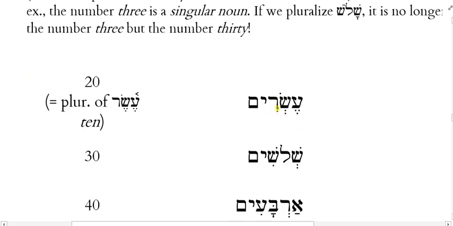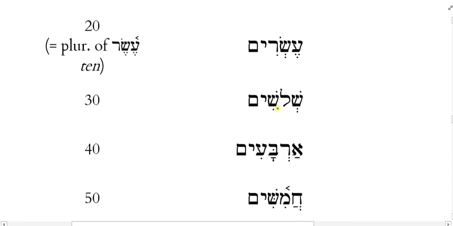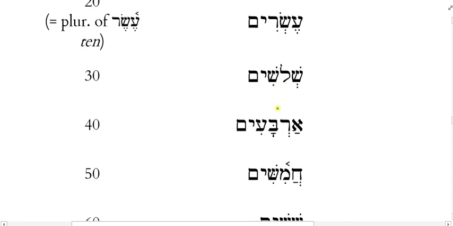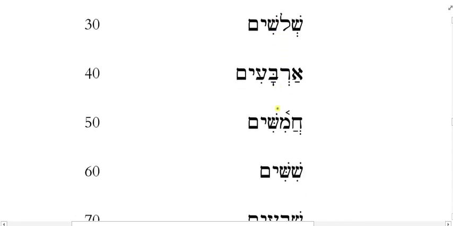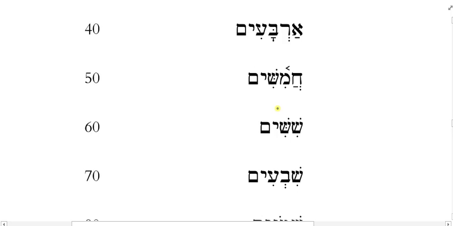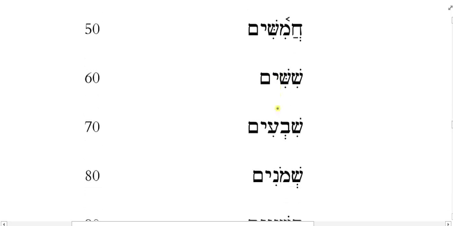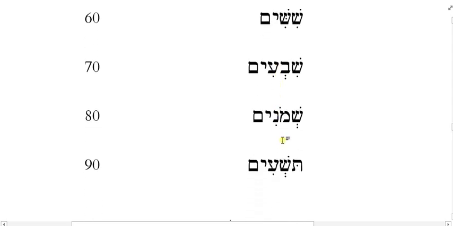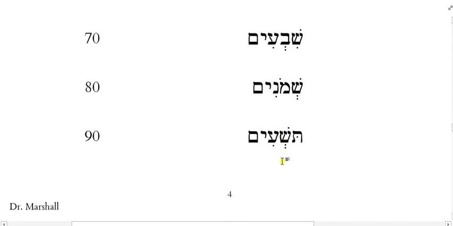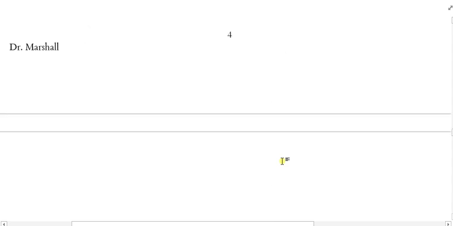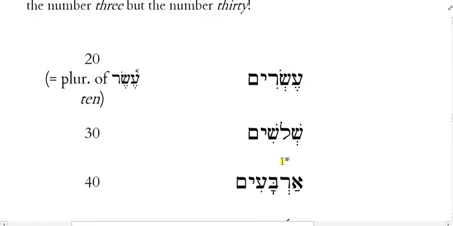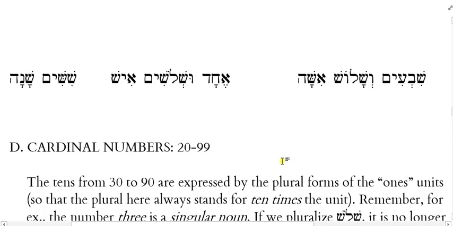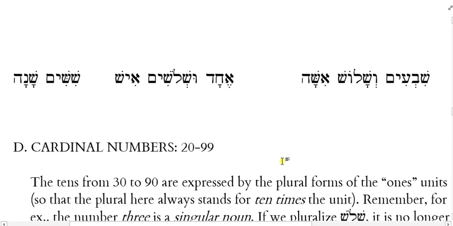So say these with me. Esrim, 20. Shloshim, 30. Arba'im, 40. Chamishim, 50. Shishim, 60. Shiv'im, 70, from sheva. Shmoneh becomes shmonim for 80, and tesha becomes tish'im for 90. Okay, so that's how we make these numbers. Now let me go back up to the top of the page, and let's look at these three sets of numbers.